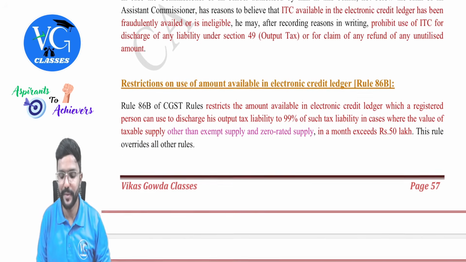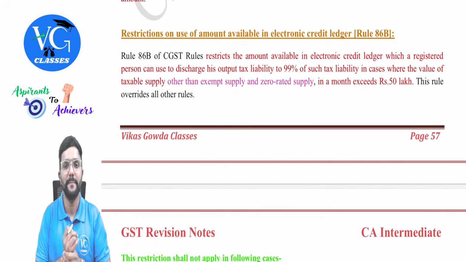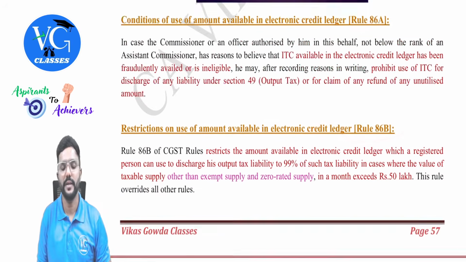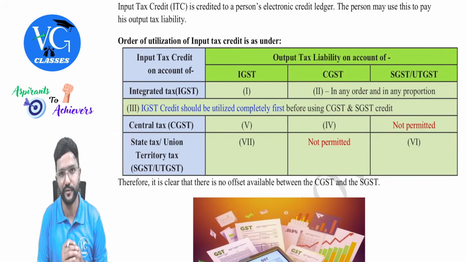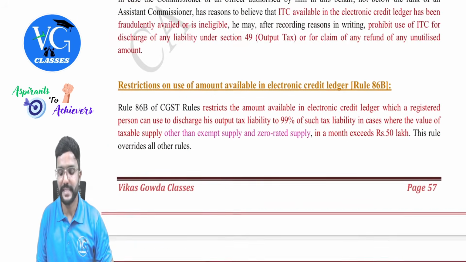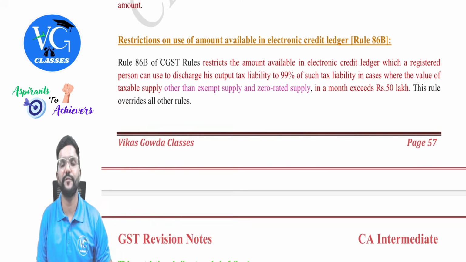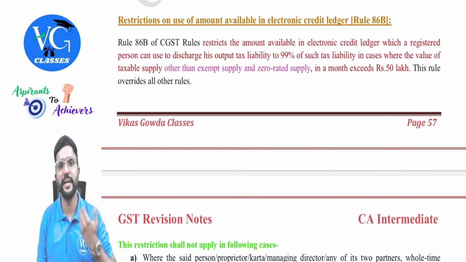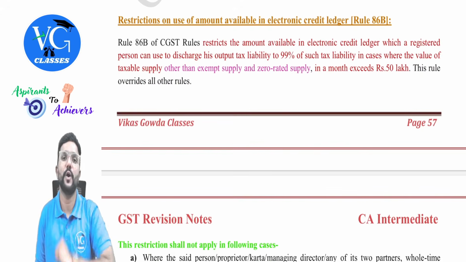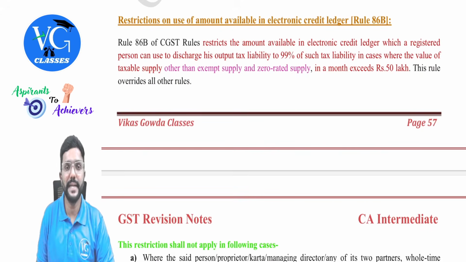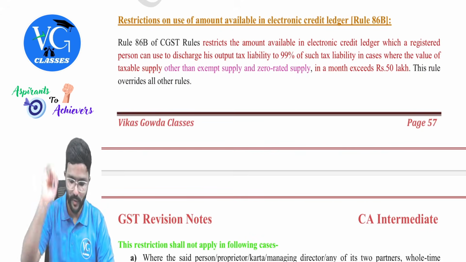Then coming to rule 86B, important. Guys, if the question doesn't specify anything about rule 86B, then you will always adjust the credit in this order. Whatever credit is there, you utilize fully. But when rule 86B is applicable, we cannot utilize the credit fully. The maximum credit which a registered person can use is 99% of his output tax. Okay, what is it telling?